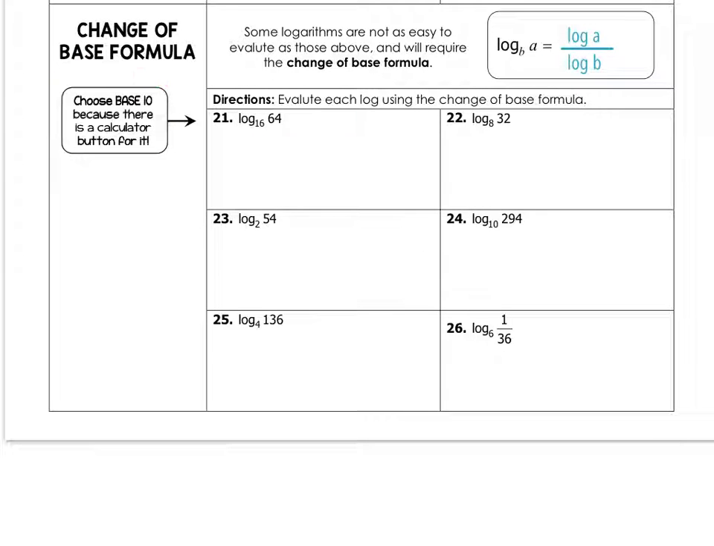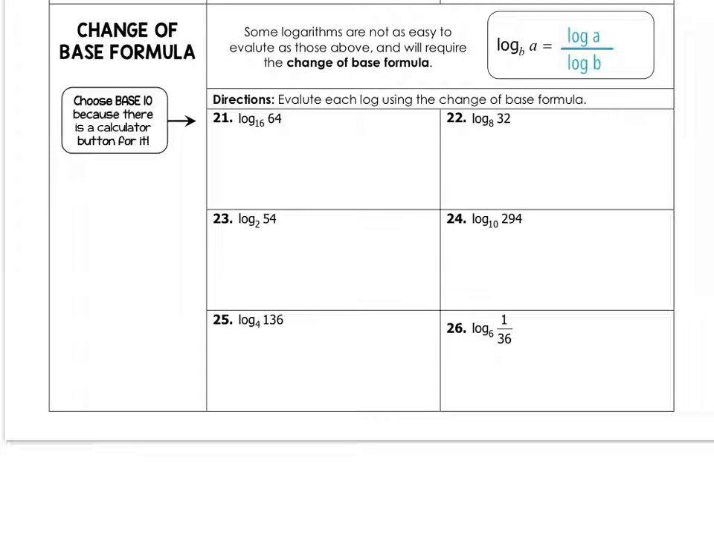And over here it says choose the base 10 because there is a calculator button for it. You will need your calculators for these using the change of base formula because we're going to get some decimals. And anytime that you do get a decimal, I want you to round it to 4 decimal places. That's just going to be our standard. If it doesn't tell you explicitly, always go to 4 decimal places.